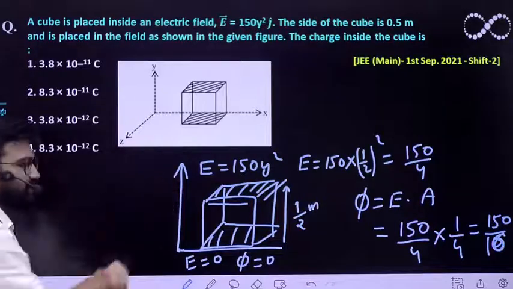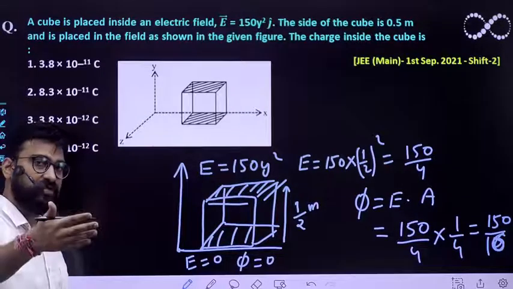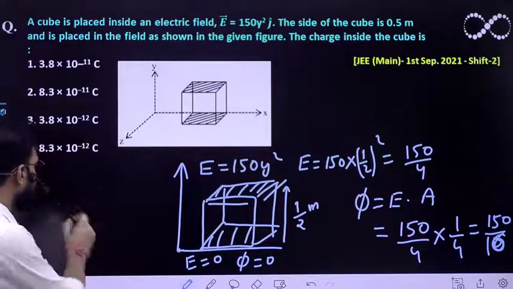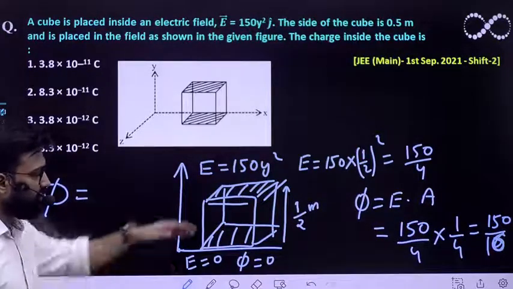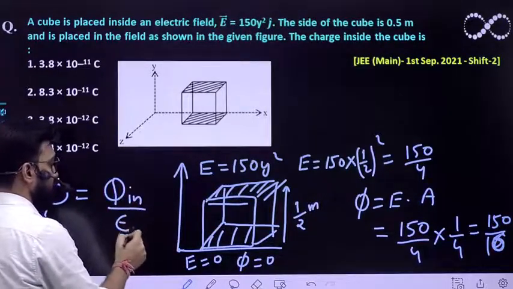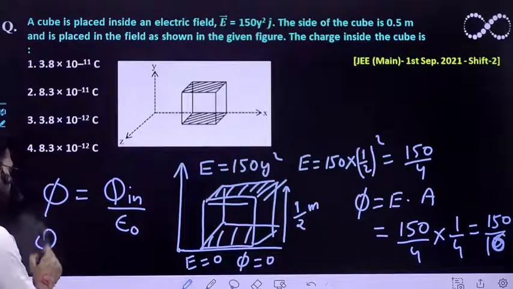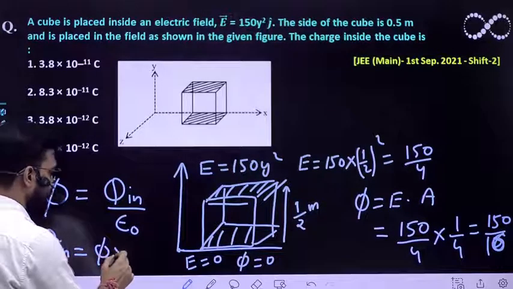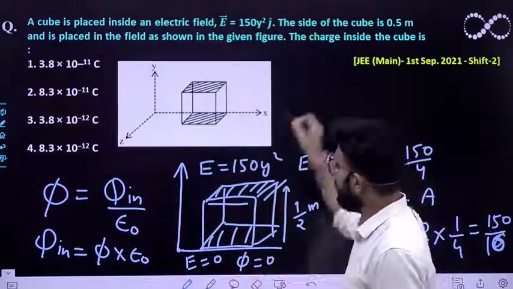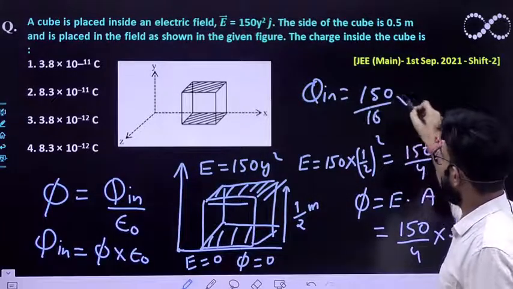So the total flux linked within this cube must be equal to total charge acquired divided by epsilon naught, because this is what you learn in Gauss law. So the total flux linked within this closed surface must be equal to q in by epsilon naught, where q in is the charge acquired within this cube. So q in must be equal to flux multiplied by epsilon naught. And what is the flux over here? Flux is 150 by 16. So q in must be equal to 150 by 16 multiplied by epsilon naught.